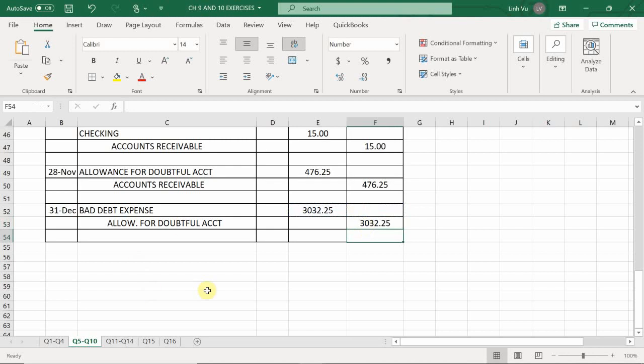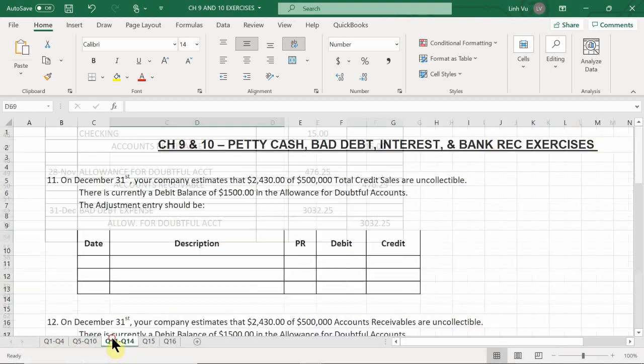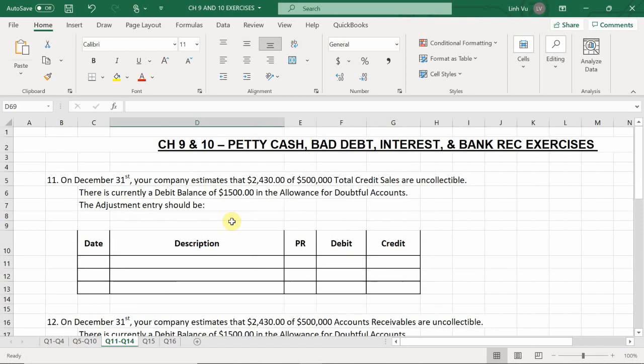All right, and that's how we deal with bad debt. Let's go ahead and take a look at examples number 11 through 14, which is going to show us how to write off bad debt using the bad debt expense account. We're writing basically the adjustments here. So let's practice these 4 questions here.